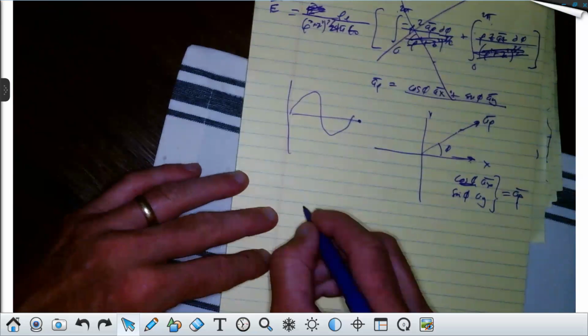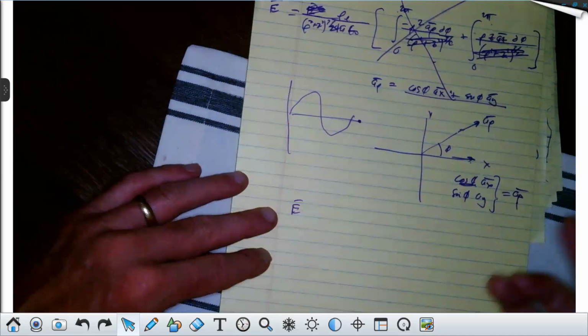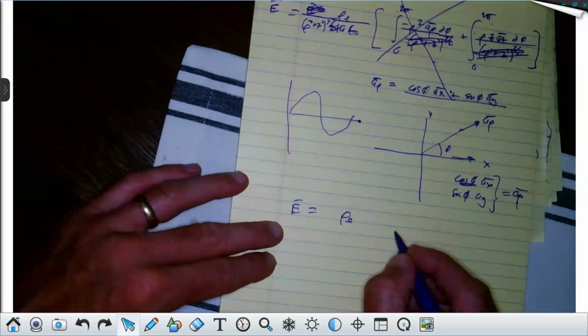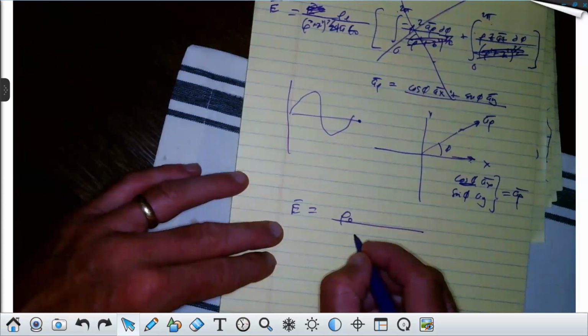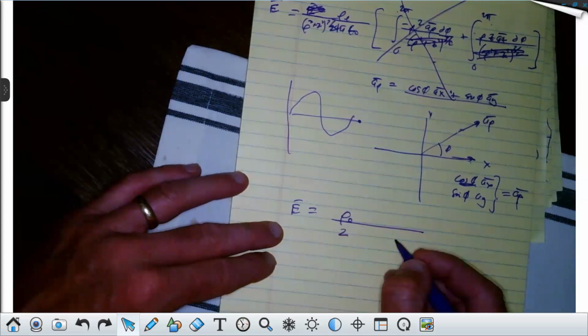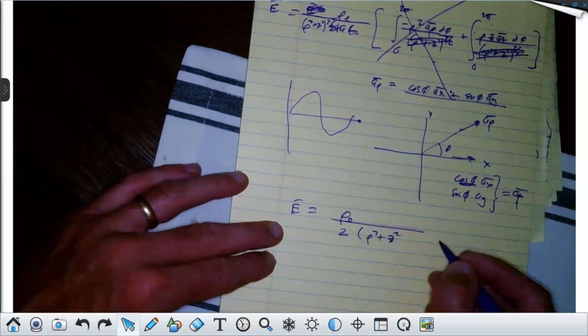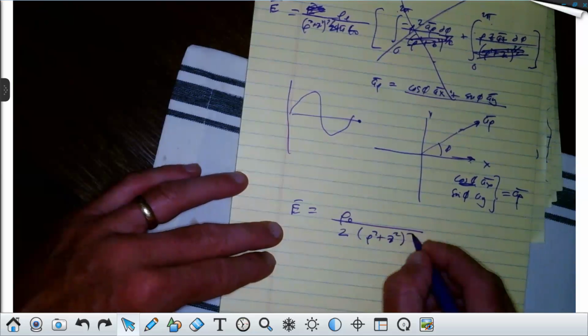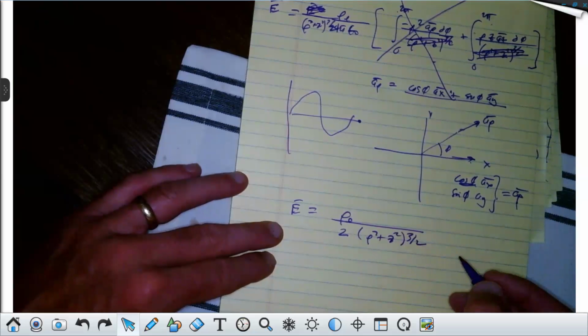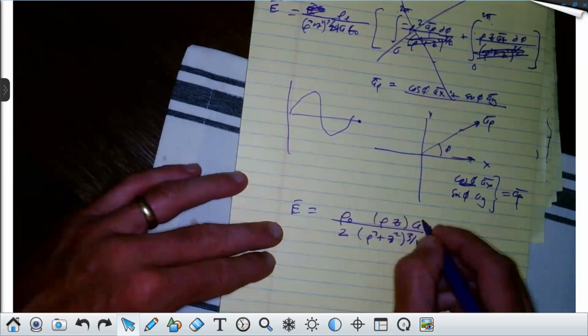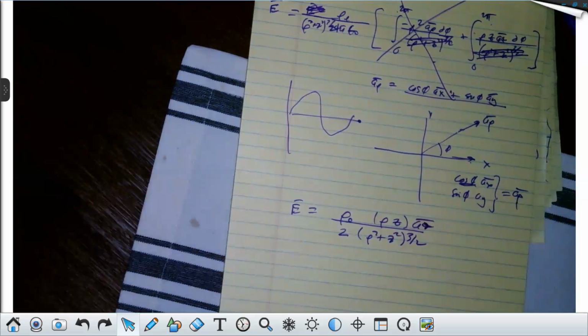I find the E field on the z-axis from that loop of wire is equal to rho L right here, and it's divided just by 2. All right. Then it's going to be rho squared plus z squared right there to the 3/2 power. Then you're going to have on top rho and z, and it will be in the a z direction. And let me give you the page that this is on in the book.